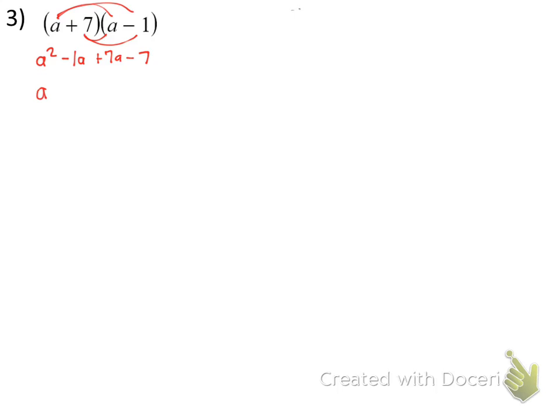Okay, so we got a squared. Bring that down. There's nothing else we could combine with it. And we have negative a and positive 7a, which is going to be positive 6a minus 7. So if you made a mistake, please fix it really quick on your whiteboard so you did it correctly.